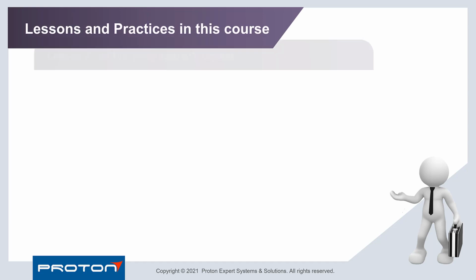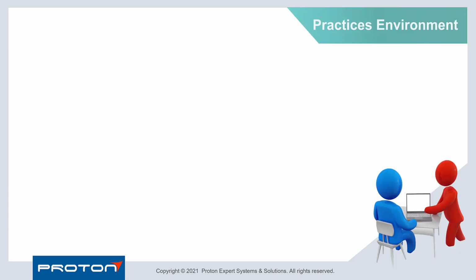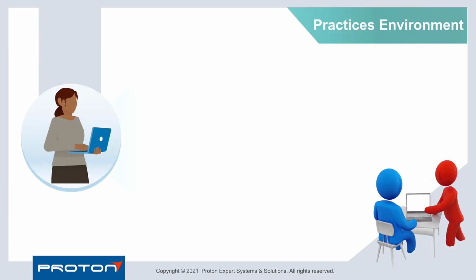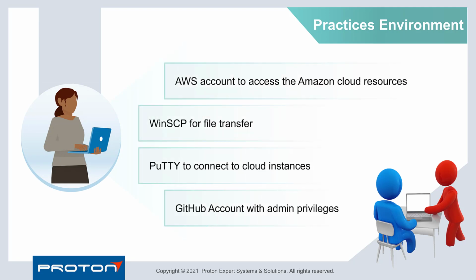Lesson 7, Jenkins integration with Docker includes setting up of Docker plugins on Jenkins, to create a pipeline job for Docker on Jenkins, and deploying Docker container with Jenkins pipelines. To do the practices in this course, you need to set up a practice environment, which includes AWS account to access the Amazon cloud resources, WinSCP for the file transfer, PuTTY to connect to the cloud instances, GitHub account with the admin privileges.